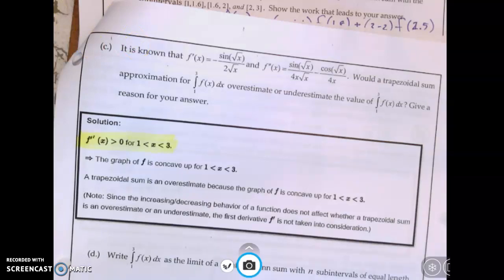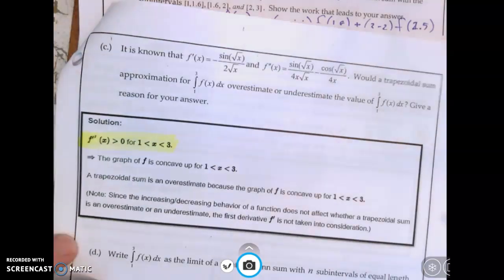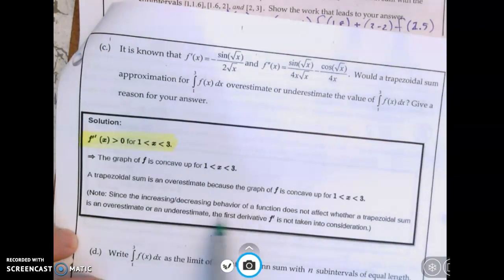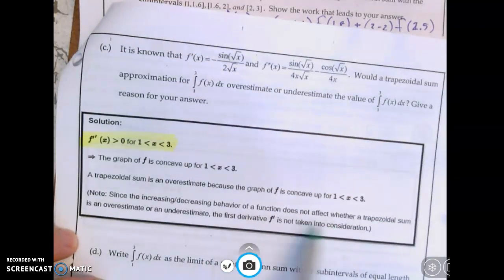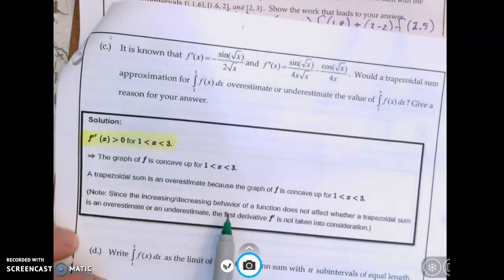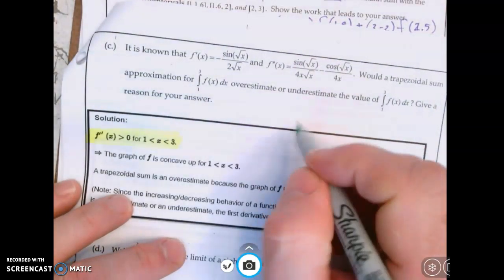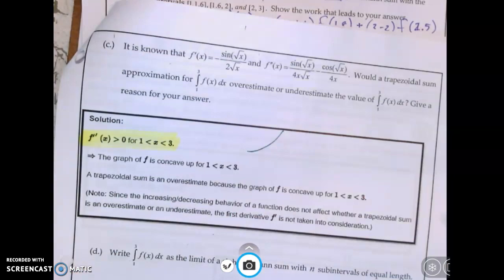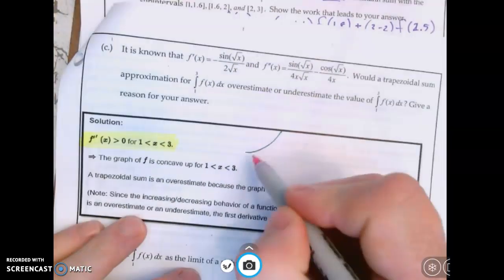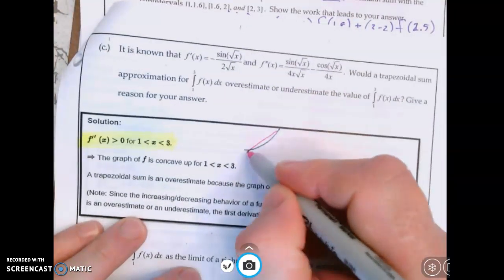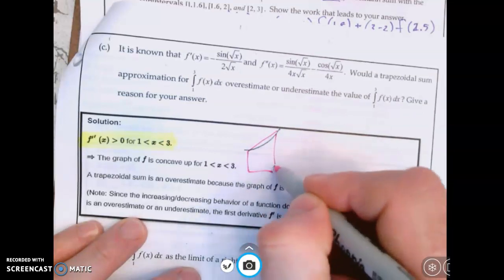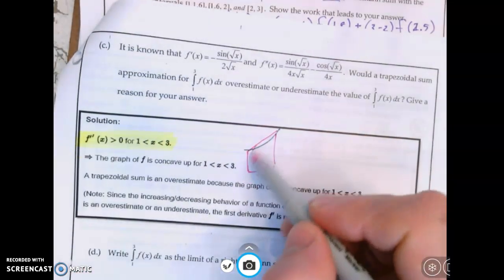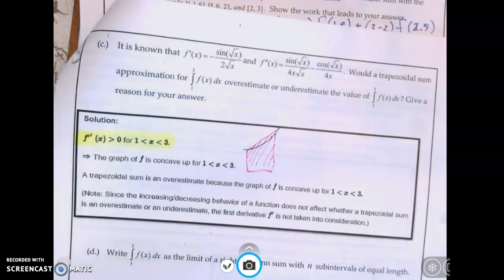We know it's an overestimate. The trapezoidal estimation is an overestimate. The reason is that the increasing or decreasing behavior does not impact whether a trapezoidal sum is an overestimate or underestimate. For example, if I have concave up here, then the trapezoidal estimation will be an overestimate because we're going to be a little bit bigger than that graph.